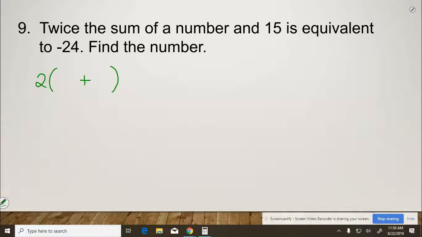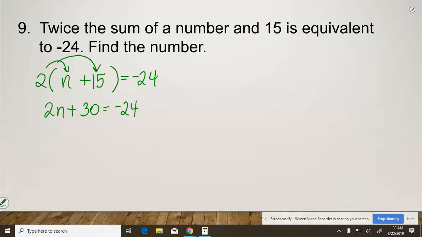So now inside the parentheses, it's a sum of a number and 15. A number can just be n plus 15. And their whole product is negative 24. All right, so again, we have the distributive property that we can work with here by distributing the 2 and multiplying. So we get 2 times n is 2n, plus 2 times 15 is 30, equals negative 24. Opposite of positive 30, the constant is negative 30.